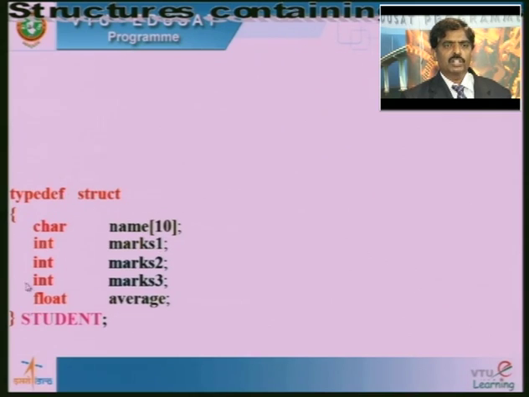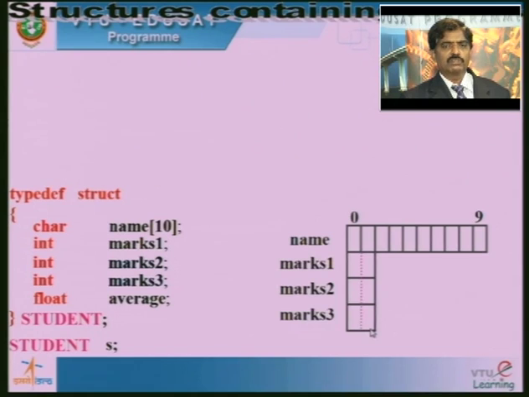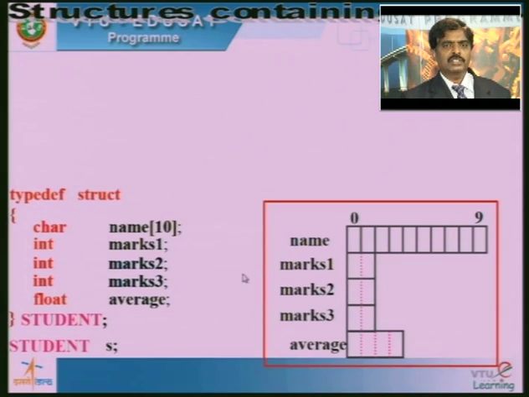So, if I want to allocate the memory, I have to associate this structure with one variable. So, I declare a variable s which is of type student. Now, what will happen? Memory will be allocated for the field name, and next marks 1, marks 2, marks 3: 2 bytes for marks 1, another 2 bytes for marks 2, another 2 bytes for marks 3, and for average we have 4 bytes. So, all these can be accessed using the common name s.